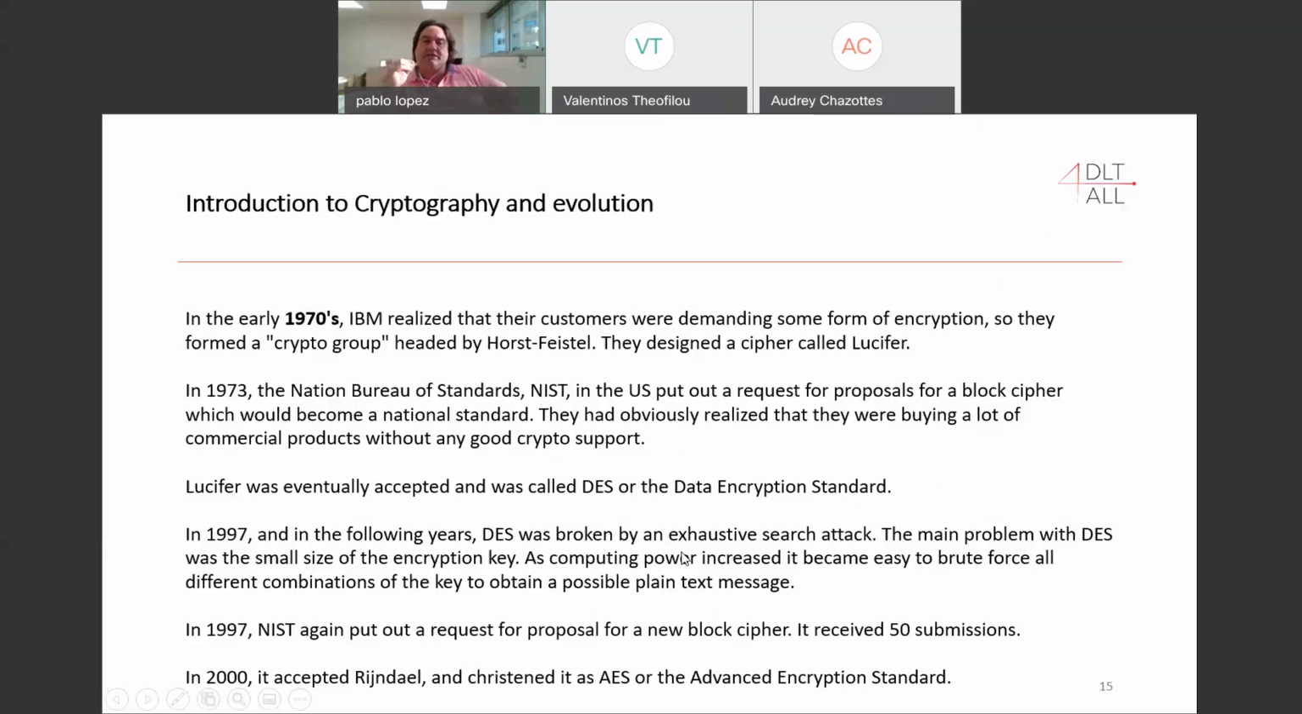This was broken by an exhaustive search attack, and the main problem was the small size of the encryption key. As computer power increased, it became easy to brute force all different combinations of the key to obtain a possible plain text. That means that at this time, the encryption was based on a limited number of characters. So if you force the machine with more possibilities than the limited characters, you can break the system. In 1997, NIST put out a request for proposals for a new block cipher, and it received 50 submissions. In 2000, it accepted Rijndael, with a new standard, the Advanced Encryption Standard.